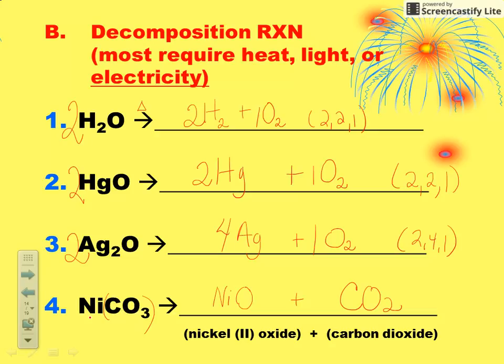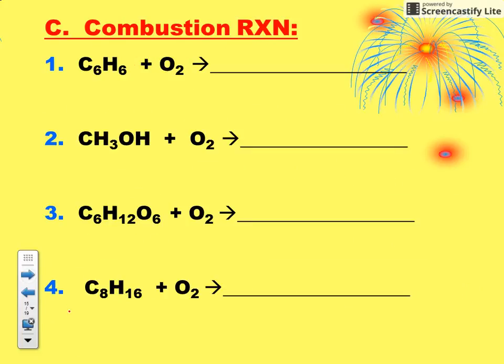Check it out for balancing. 1 nickel, 1 nickel. 1 carbon, 1 carbon. 3 oxygens, 1 here and 2 here. They're both on the same side, so 3 oxygens. This one is already balanced. All right. Let's go on to our combustion reactions.